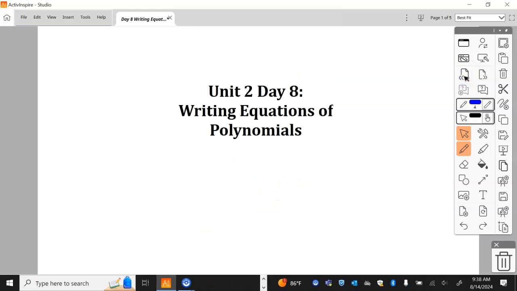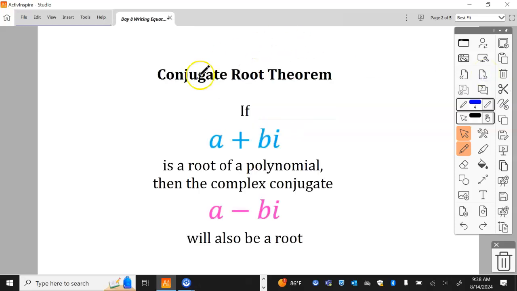Okay, we are continuing with writing equations of polynomials, and this next example involves the conjugate root theorem. So go ahead and pause this video and copy this down. It basically says that if you have a plus bi as a root of the polynomial, then you're also going to have the complex conjugate a minus bi. So they're buddies, they stay together. So if a plus bi is a root, then a minus bi is also a root.